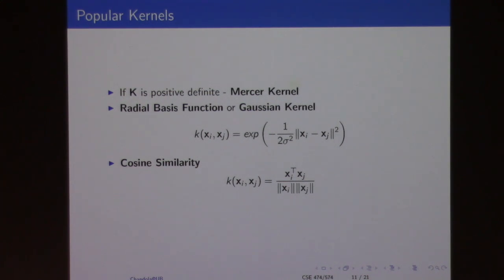All right. So now let's look at some popular kernels. As I said, K needs to be positive semi-definite. If K is positive definite, then that family of kernels is called Mercer kernels.